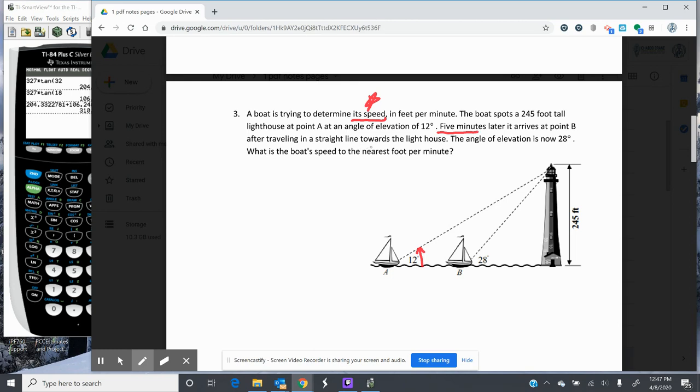Whereas at point B, after traveling in a straight line toward the lighthouse, its angle of elevation is now 28 degrees. So we have those 2 measures. What is the boat's speed?